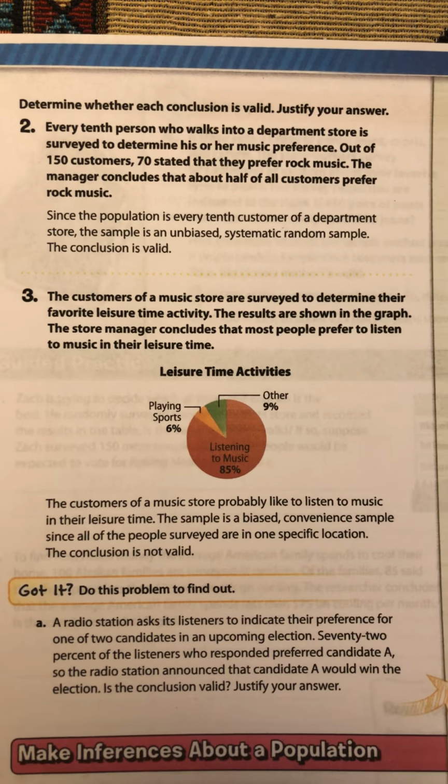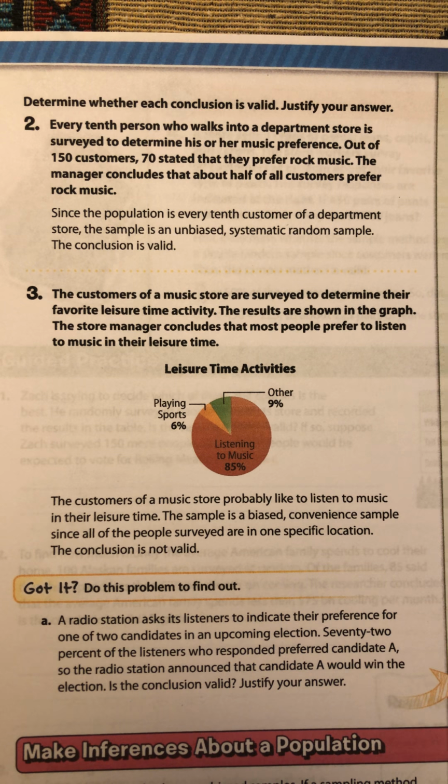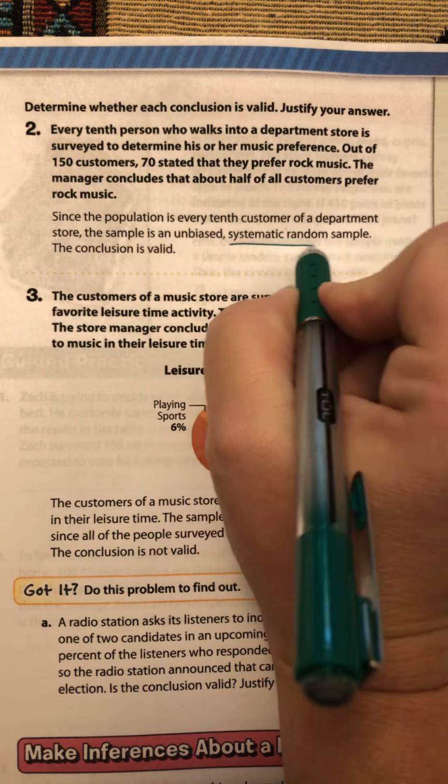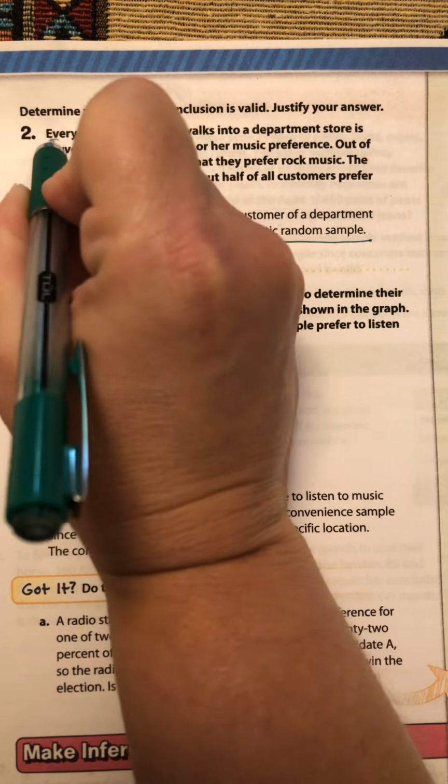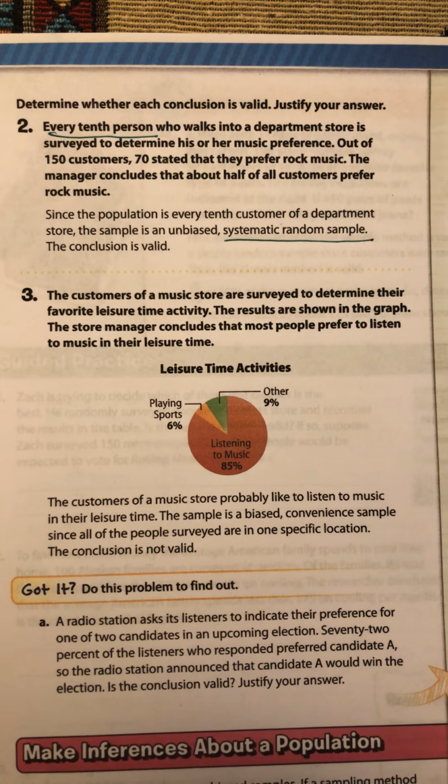Next example. Determine whether each conclusion is valid. Justify your answer. Every 10th person who walks into the department store is surveyed to determine his or her music preference. So every 10th person, that is unbiased, and it would be systematic random sample. So it's right here because it's every 10th person.